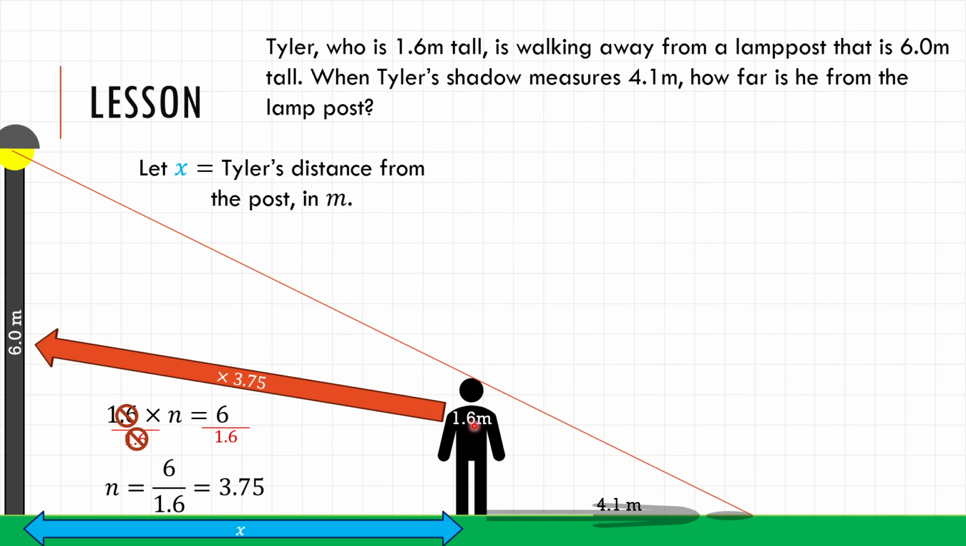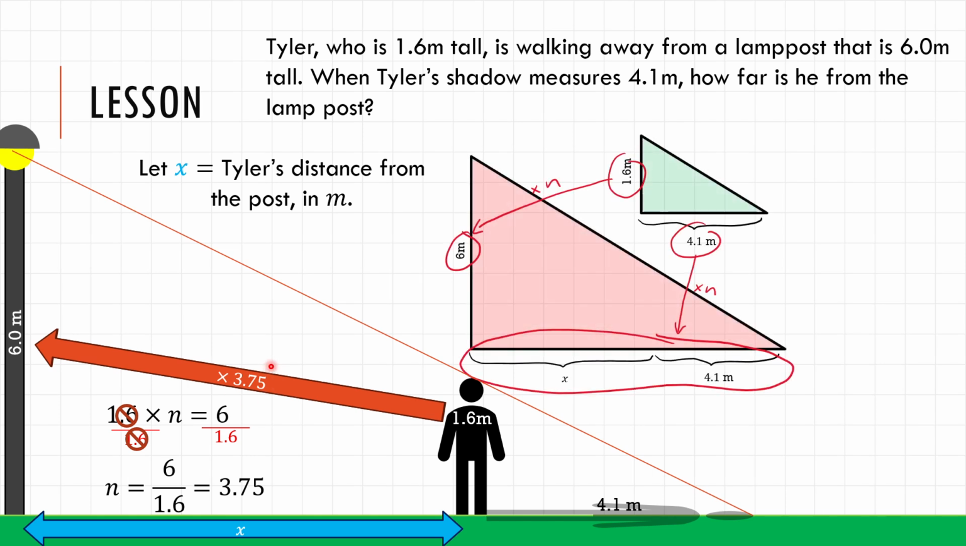And so if I want to find out all of the other corresponding side lengths, I can take this side length and multiply it by 3.75, just like so. So here I have the smaller triangle, here's the larger triangle, and I know I multiplied by 3.75 to get from 1.6 to 6. So if I take this smaller side, which is 4.1 meters, and I multiply it by 3.75, I should get this entire side.